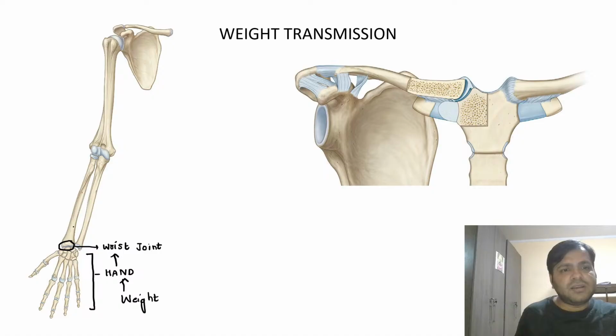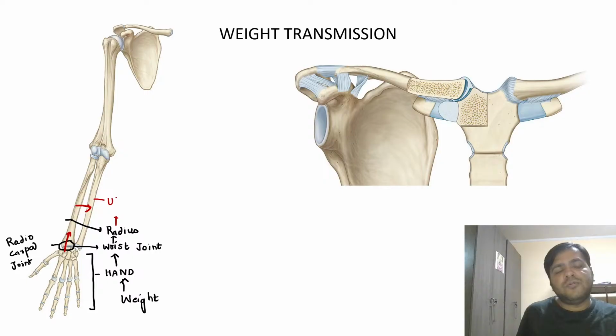Now from the wrist joint, it is actually the radiocarpal joint. So guys, just understand the weight will not go to ulna directly. The weight will first come to the radius from the wrist joint, right? And from the radius it will go to which bone? Ulna. Now from the ulna forms the elbow joint, right?